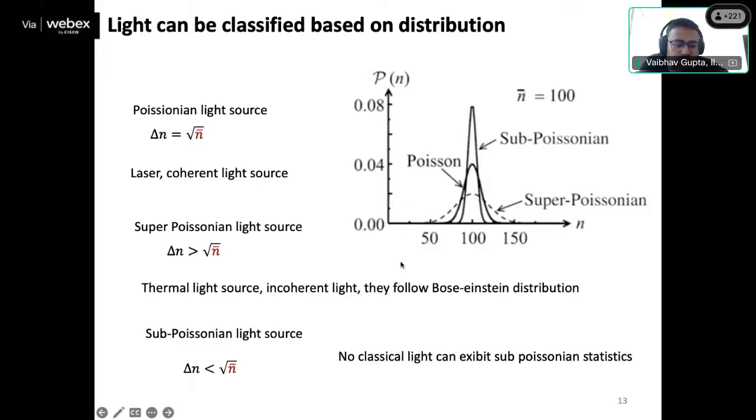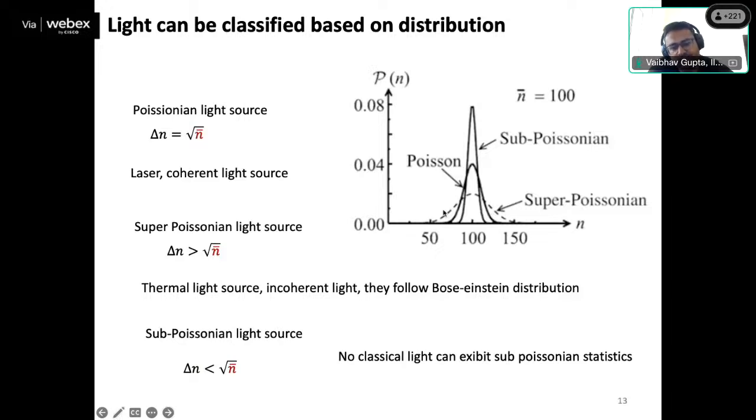Then comes sub-Poissonian light sources. These are very special light sources. First of all, they are not classical light sources. There is no classical analog available to that. They are called quantum light sources, and they show sub-Poissonian statistics, this particular statistics where the fluctuations are quite small. So the fluctuation is less than the root of average number. And these are called sub-Poissonian light sources. So now you understand that classical light follows Poissonian distribution.